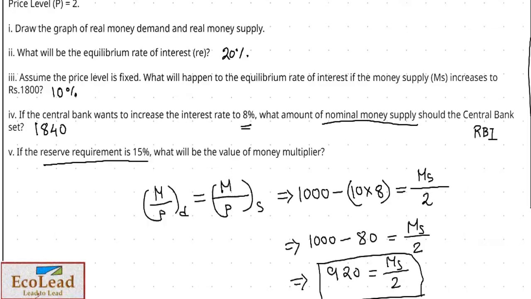So we know that the value of the money multiplier is equal to 1 by the reserve requirement and then multiplied by 100. So if we take the reserve requirement that is given here, 15%, and divide 100 by it, we will get a value which will be equal to 6.66 something. So here I am taking 6.67.